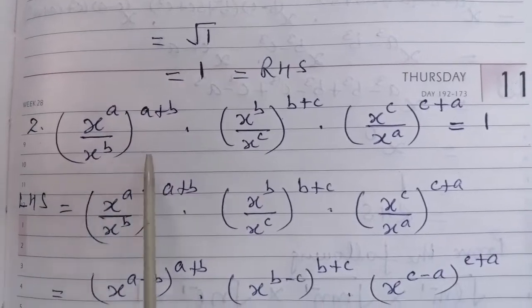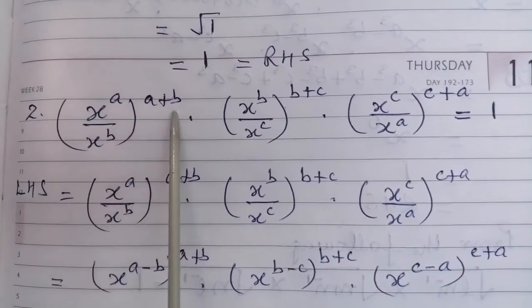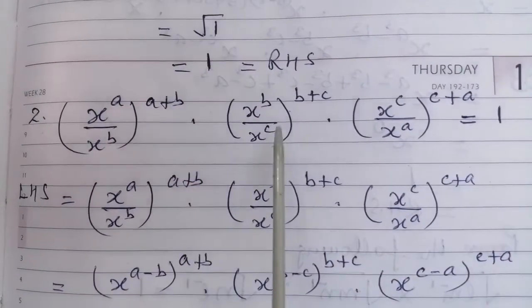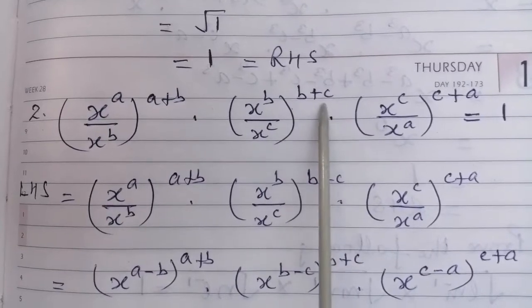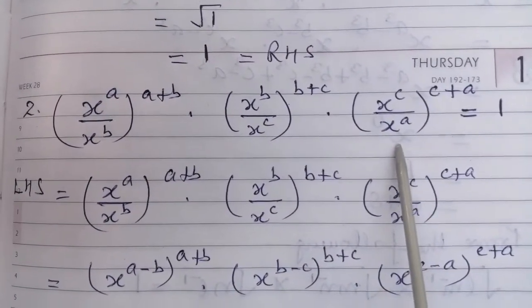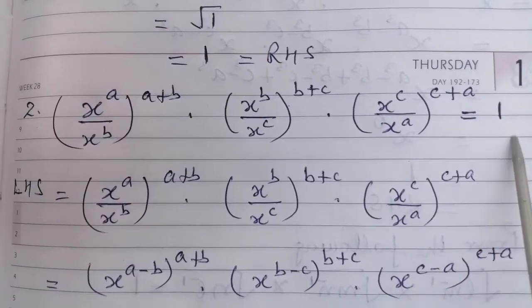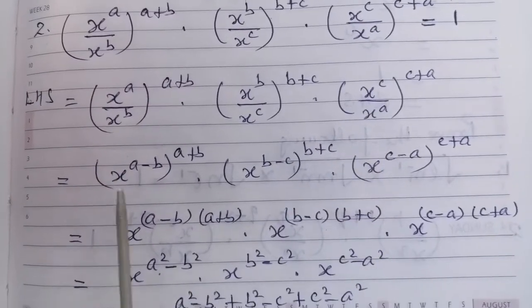Second question is show that (x raised to power a upon x raised to power b) whole raised to power a plus b multiplied by (x raised to power b upon x raised to power c) whole raised to power b plus c multiplied by (x raised to power c upon x raised to power a) whole raised to power c plus a is equal to 1. Now again I take the left hand side, right?